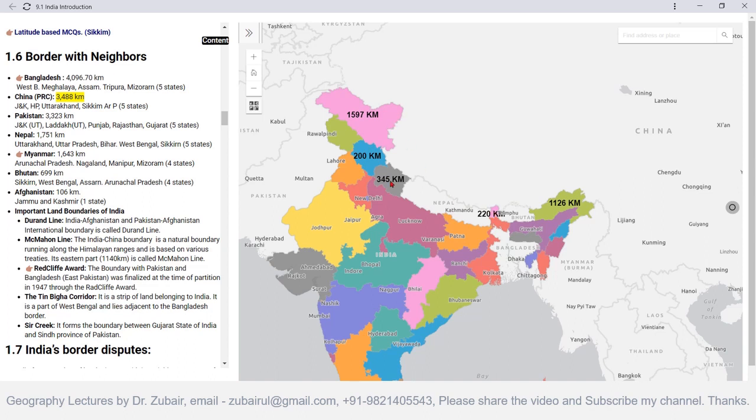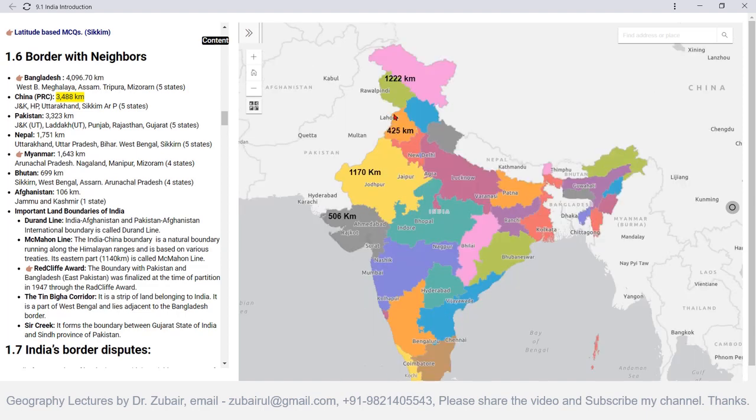So how many states are there? There are 5 states meeting with China. Similarly, there are 5 states with Bangladesh also. This is the border sharing with Pakistan, and here also there are 5 states. Earlier there were 4. Why? Because earlier Jammu and Kashmir was 1, but now there are 2 union territories and 3 states.